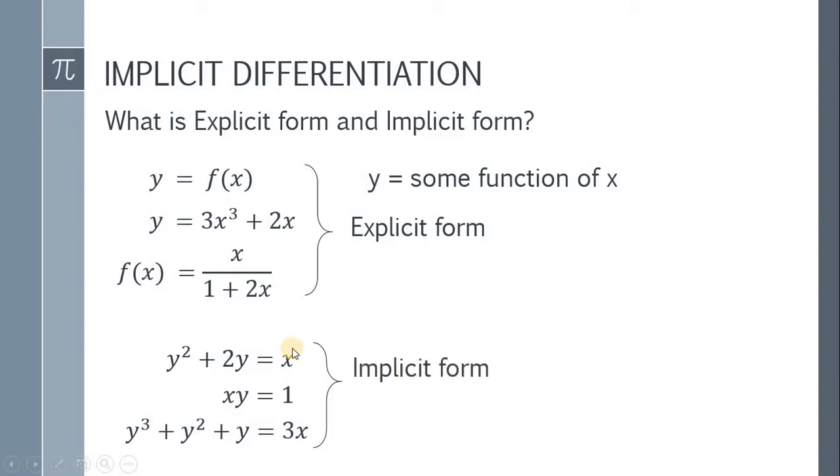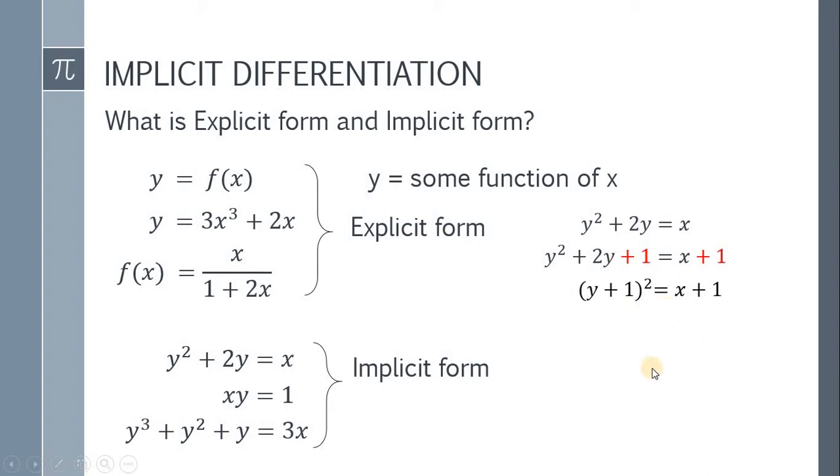Now, most of our equations can be rewritten from implicit to explicit form. Let's say, for example, number 1, y squared plus 2y is equal to x. Add 1 to both sides. So we have y squared plus 2y plus 1 is equal to x plus 1. Why did we add 1? So that y squared plus 2y plus 1 becomes factorable. When we factor it, we have y plus 1 raised to 2 is equal to x plus 1.